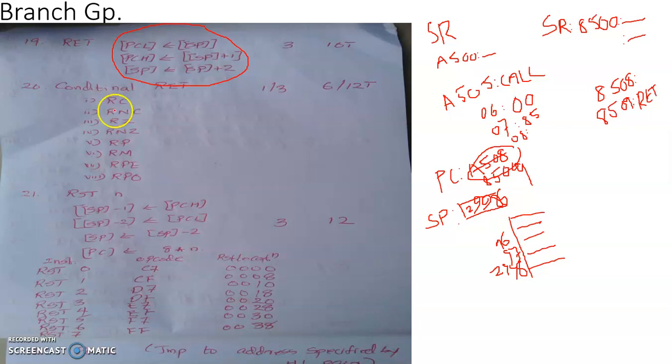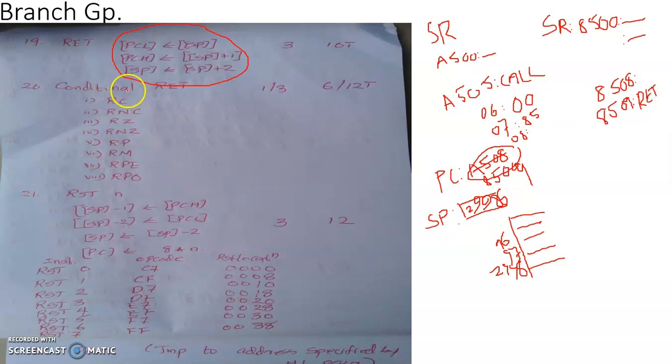Return if there is a carry, return if there is no carry, return if the result is 0, return if the result is non-zero, return if the result is positive, return if the result is minus, return if the parity is even, return if the parity is odd. So the satisfaction of this condition is required for the execution of any one among these 8 different instructions. If the condition is satisfied, then it will be executed. However, if the condition is not satisfied, then such an instruction will not be executed.